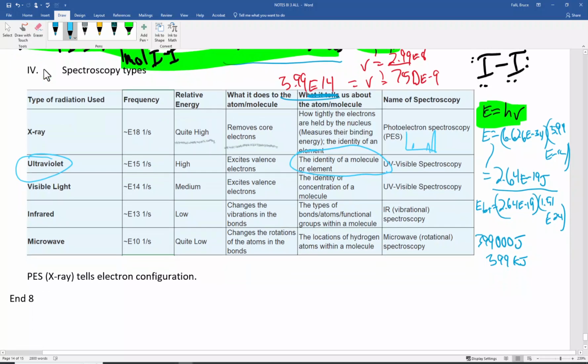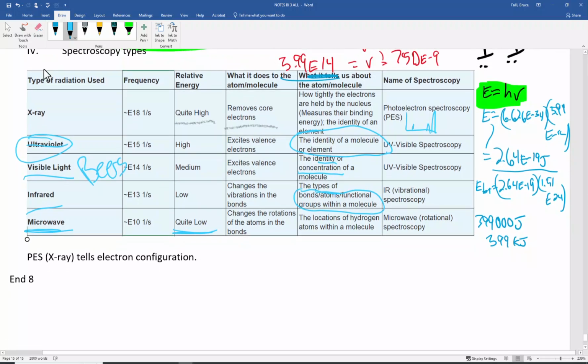Visible light, this is Beer's law. Energy is medium and excites valence electrons, and it tells you the identity or concentration of a molecule. Infrared is IR vibrational, tells you the types of bonds and functional groups. Microwaves change the rotation of the atoms and the bonds, the location of hydrogen atoms. I haven't seen that used. You do need to know that they have low energy, though. PES is X-ray, and that tells the electron configuration, which is what I was talking about.